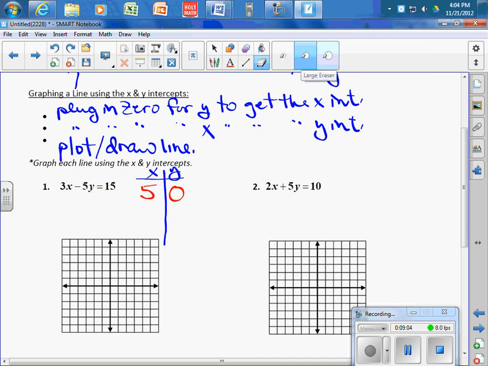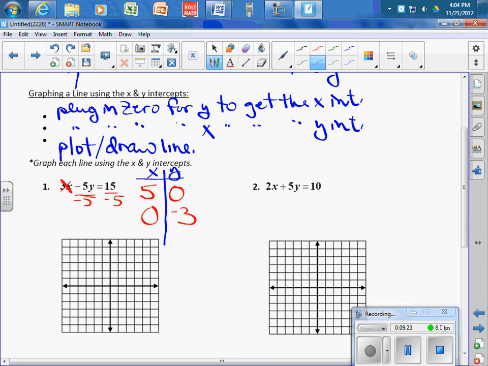Then what am I going to do? Well, the next thing we're going to do is plug in 0 for the x. So I put a 0 here for the x. That makes that term disappear. I have -5y is equal to 15. Divide both sides by -5, and you get -3.